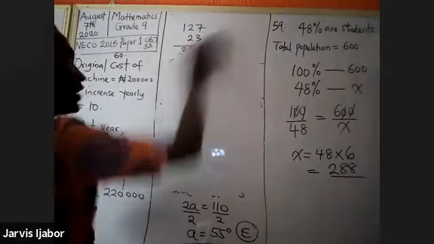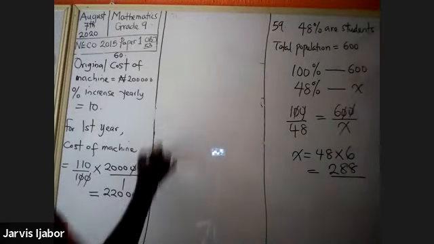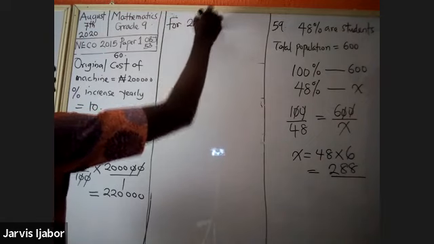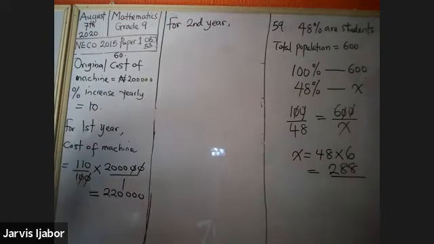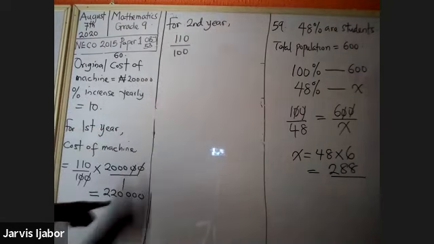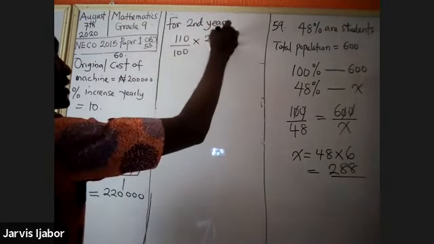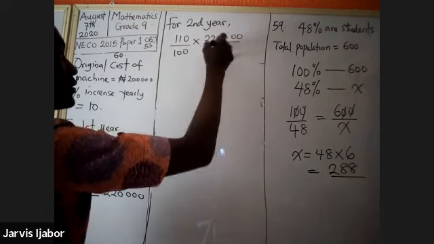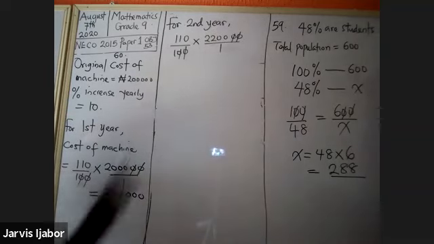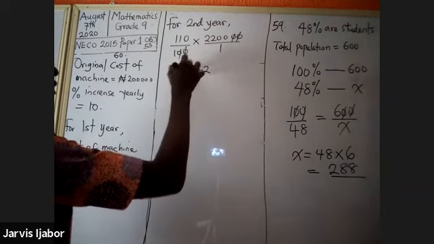So what about the second year? For the second year, it will be 110 again over 100 times what it was at the end of the first year, which is 220,000 over 1. So these zeros will go again, and you'll be left with this times this. If you do your calculation right, it will be 242,000.